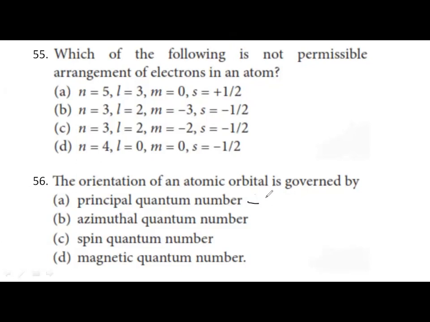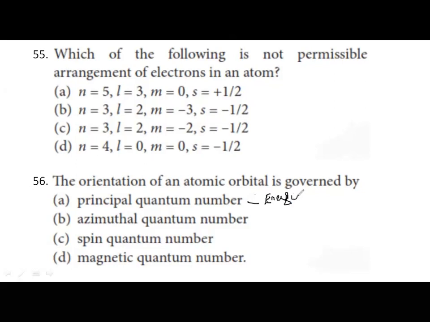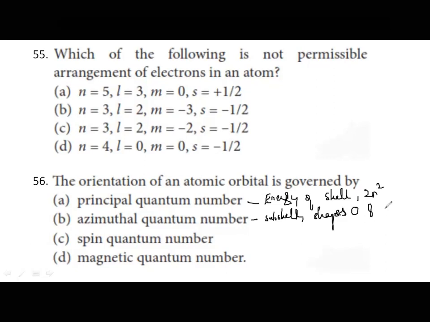We know what is the significance of the principal quantum number. It tells us about the energy of the main shell and the number of electrons in the main energy level, which is given by 2n square. Azimuthal quantum number tells us what? It tells us about the subshell and the shapes of the subshells. We know S subshell is spherical, P subshell is dumbbell, D subshell is double dumbbell, and F is complex. Correct? Spin quantum number tells us about the magnetic moment, that is, the spin of the electrons in the orbitals.